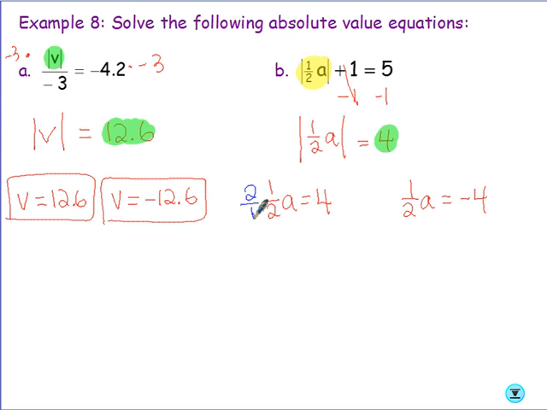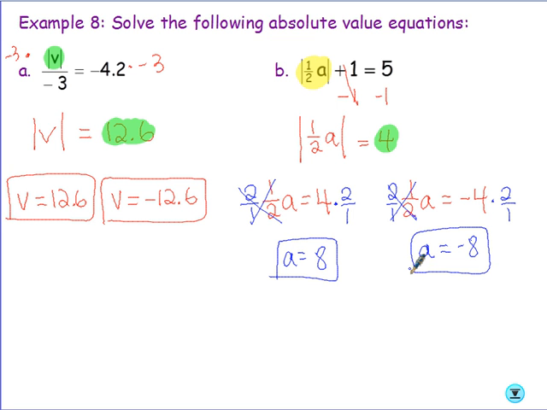1/2 flips over to 2/1. We multiply by that same thing on the other side. That all cancels. A equals 4 times 2 divided by 1 gives you 8. Same thing on the other side. 2/1, flip it over. Multiply by 2/1 on the other side. Cancel. We get A equals negative 4 times 2 divided by 1 is negative 8. So hopefully you got those 4 examples correct.